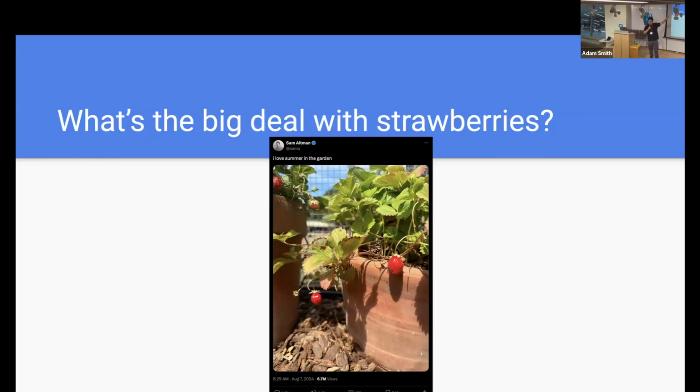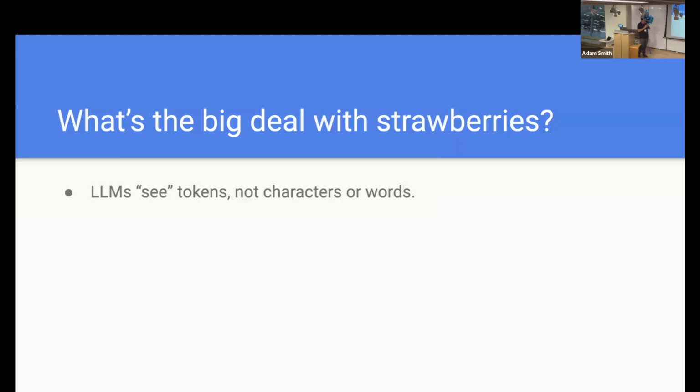Who doesn't know what the deal is with strawberries? Come on, raise your hand. Okay, there are a few people who are like, what's the deal with the strawberries? I was like, what's the deal with the strawberries? Okay, so the crux of it is that LLMs see tokens, right? They process these tokens. So we use letters and we use words.